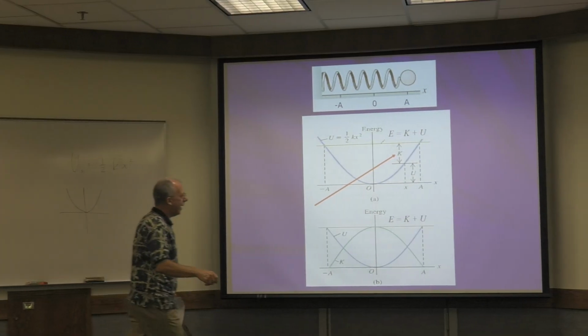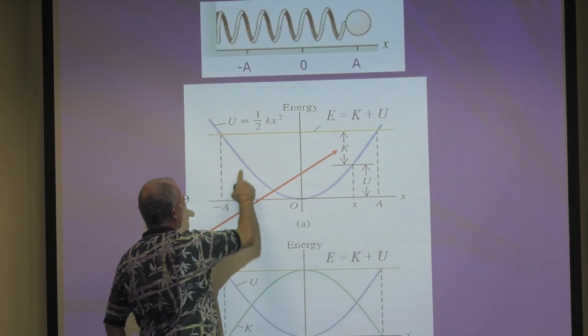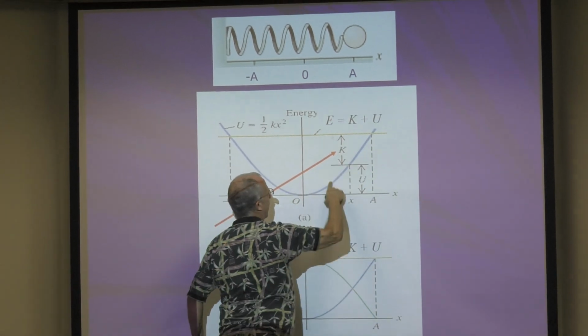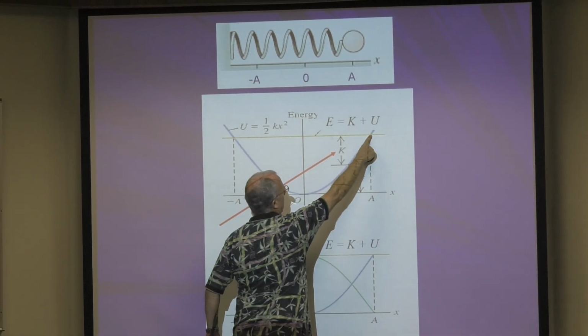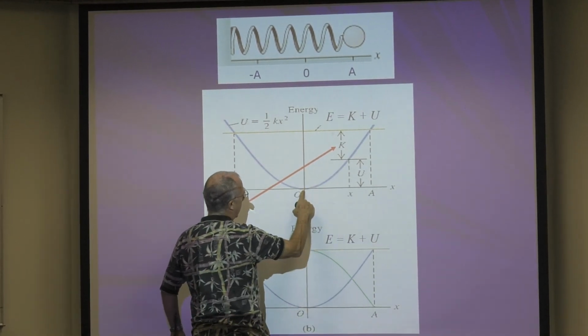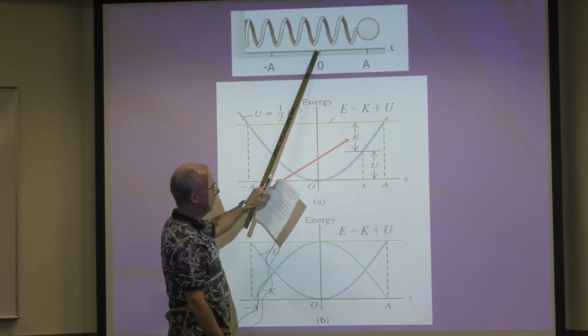Okay, so again, if this is the potential energy, this is the total energy, then this is the kinetic energy. So it's 0 at A and negative A, and it's maximum, right? The kinetic energy is maximum right here because there's no potential energy.